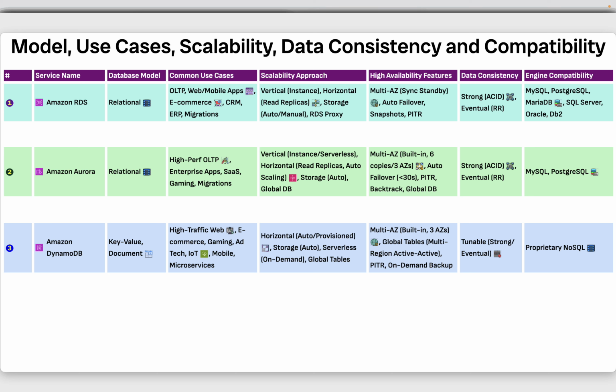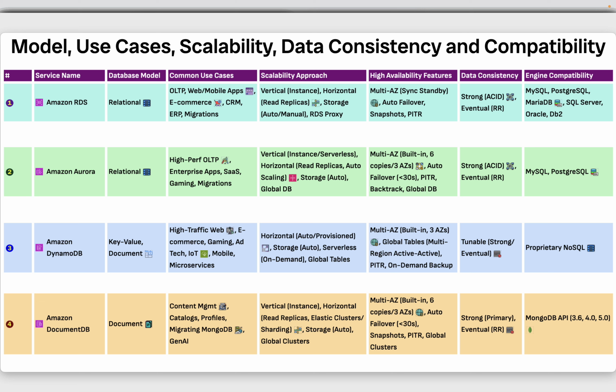Then high availability features. It has built-in Multi-AZ support and can span 3 AZs. There are global tables with multi-region active replicas, point-in-time recovery, and on-demand backup. Data consistency is tunable, and you can have strong consistency as well as eventual consistency. And this is a proprietary NoSQL database.